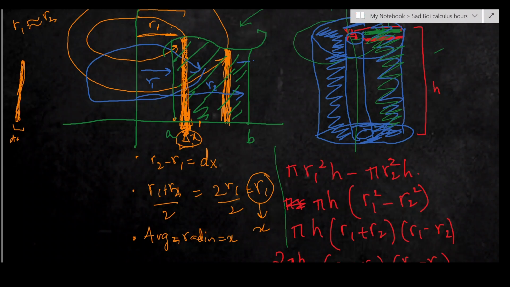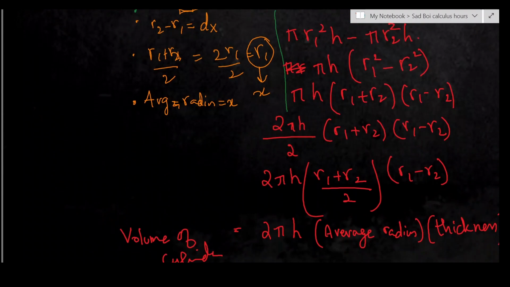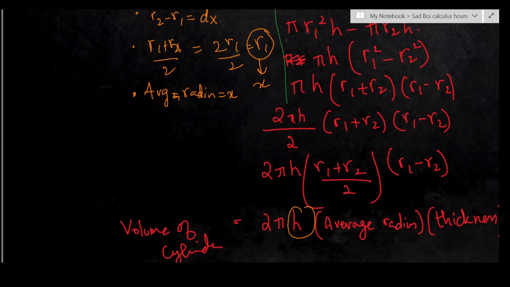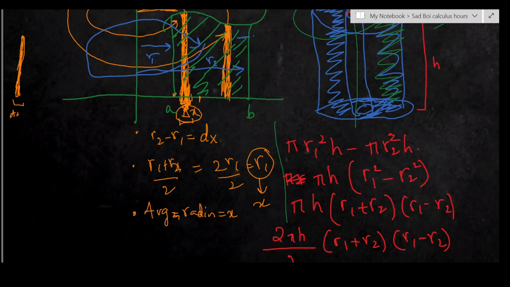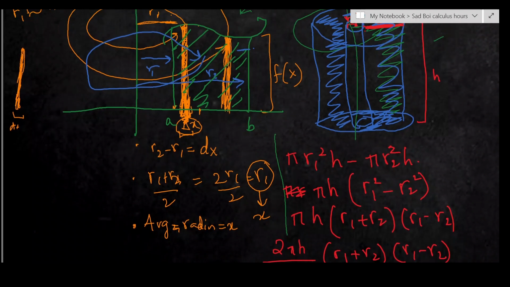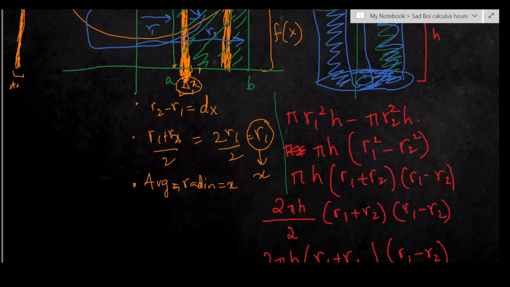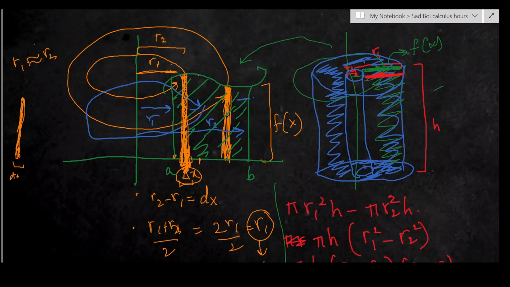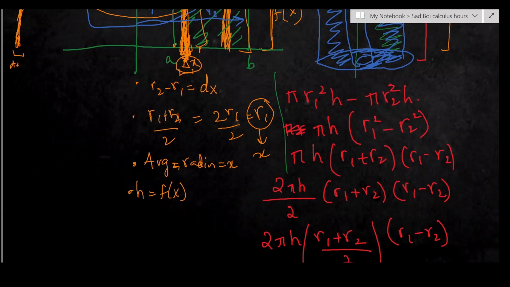So you have the average radius as x. Now what's the other thing that we want to calculate? The height. Well, what is the height over here? Height is f of x. Because if we compare this, the height is h, and comparing it with this thing, the height is going to be f of x.